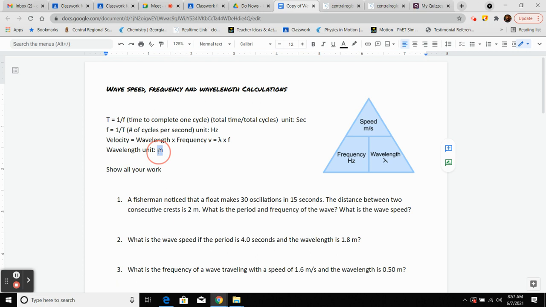The unit for wavelength needs to be the meter. The unit for frequency is going to be the hertz, and the unit for the period is going to be seconds. So here we are showing all our work.